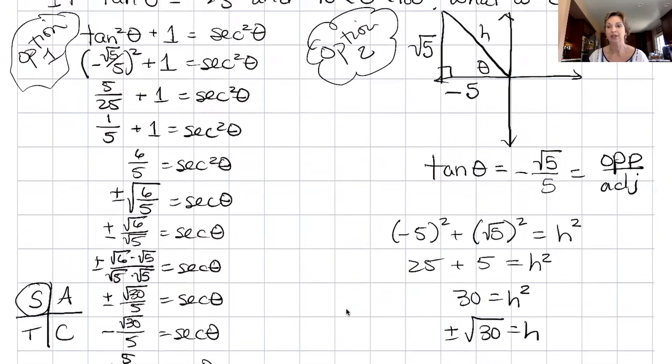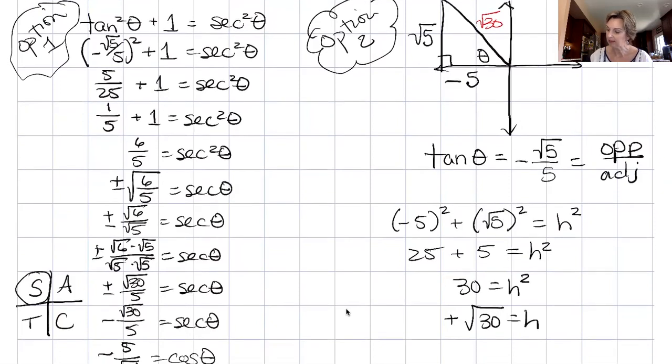And I get plus or minus the square root of 30 equals h. You know, the hypotenuse, when you do this, is always going to be positive. It's never going to be negative. So I can go ahead and get rid of that. And now my hypotenuse is going to be the square root of 30. Now I have all three sides of that triangle, so they could ask me for any of the 6 trig functions, and I could find it really easily now that I have all 3 sides of my triangle.